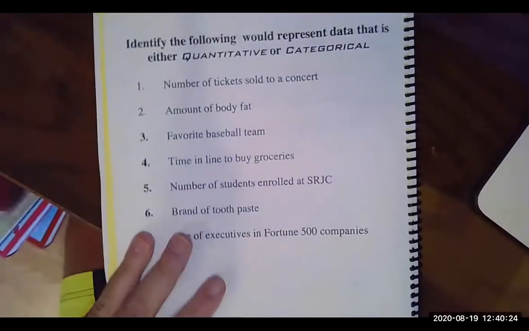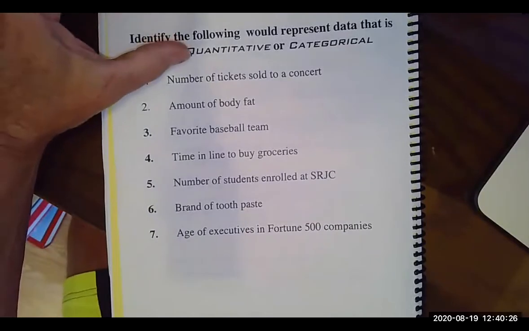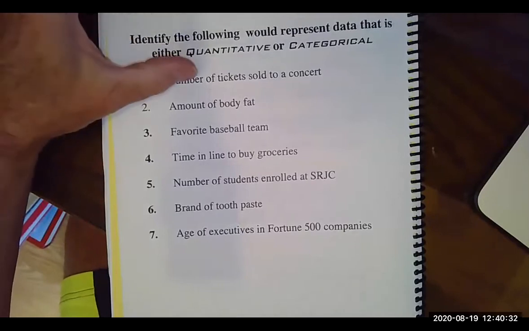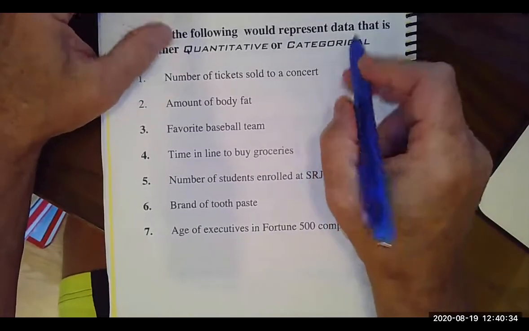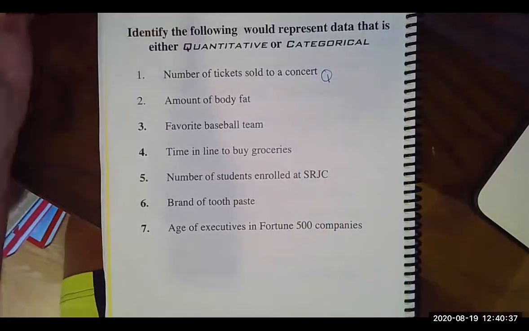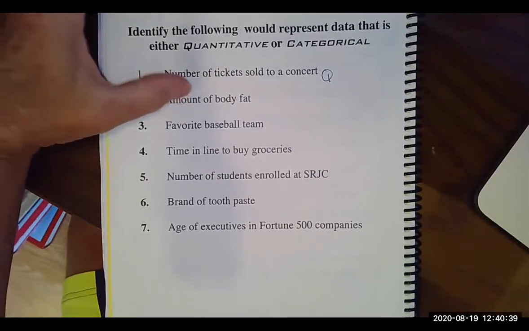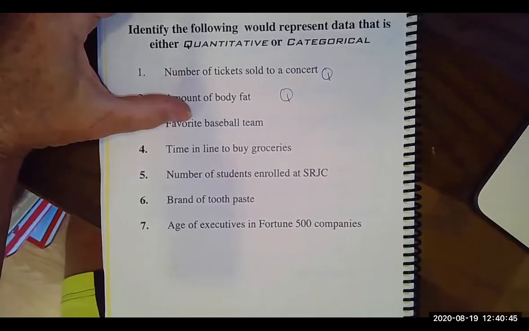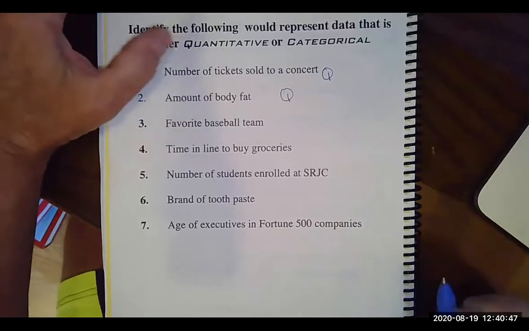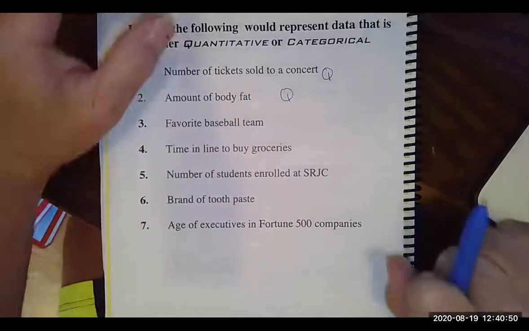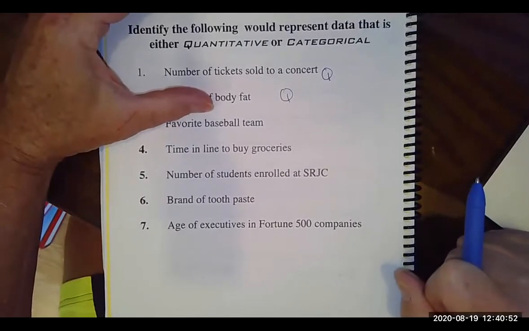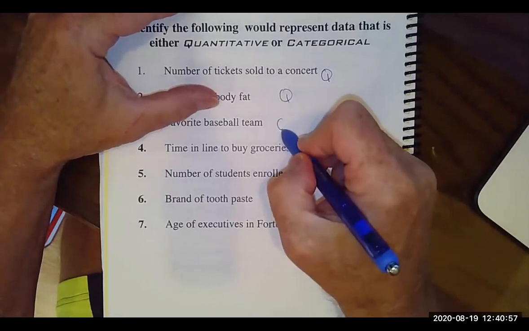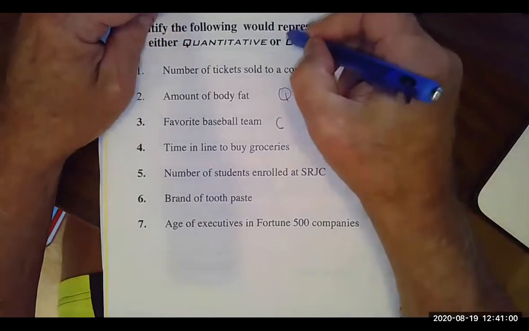Okay, a few more examples here. I'll use Q for quantitative and C for categorical, which means the same as qualitative. Number of tickets. That sounds like a quantity. So Q. Amount of body fat, Q. Favorite baseball. Well, I don't know what the season looks like right now. It's looking pretty sad. Giants. Okay, well, that's the word. Go Giants. That's a categorical. C for categorical. So either C or Q.